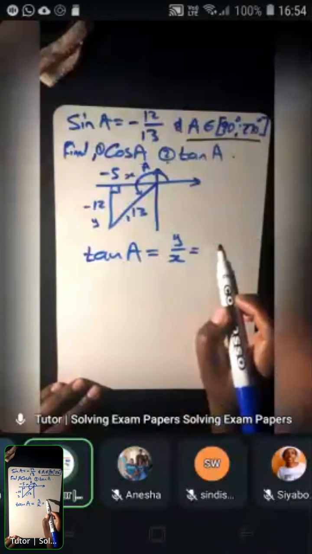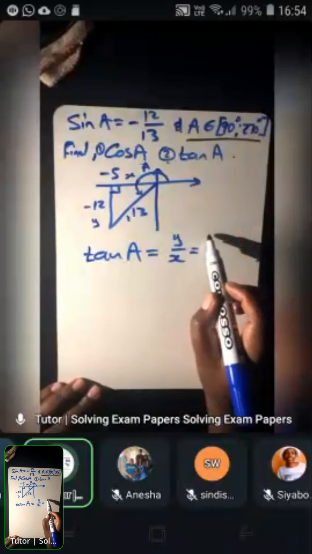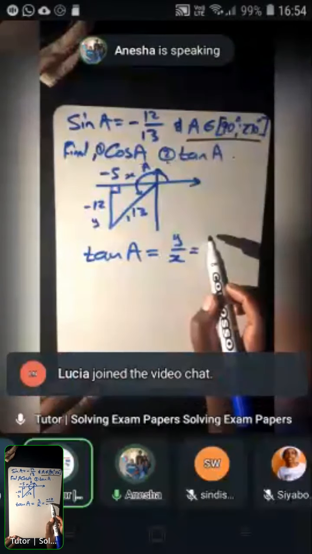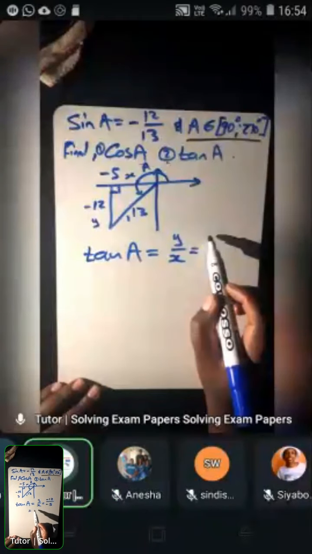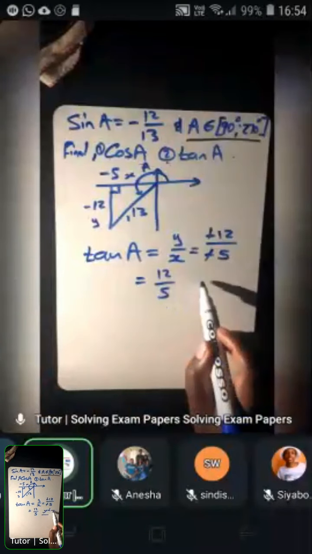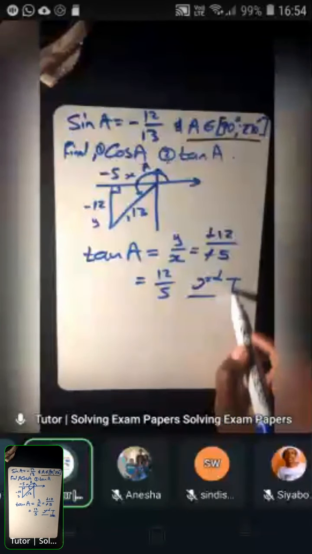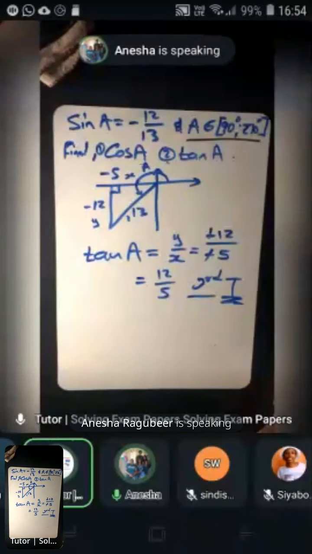What is y, guys? Y is negative 12, sir. 12 divided by negative 5. So that means it is positive over positive, so that cancels, that cancels. So can you see in the third quadrant, tan A is positive. Does it make sense? Yes, sir.